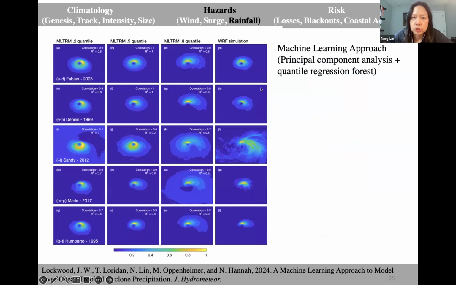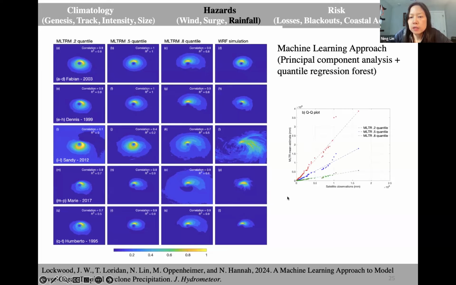Here on the right column, it's a WRF simulation of the individual storms. And the three left columns are showing the different quantiles of the machine learning simulation. You can see that for many of the storms, the machine learning model can capture the simulation quite well, even some complex rain bands and features during extratropical transition. The storm that we cannot capture well is Hurricane Sandy, which has a very different shape compared to others, and the model seems to struggle with that.